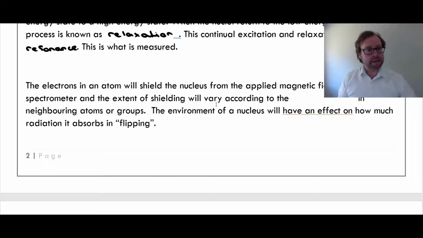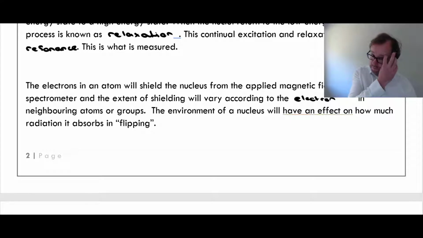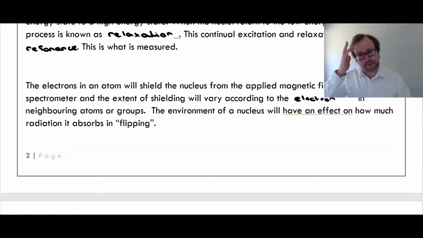So we'll carry on. The electrons in an atom will shield the nucleus from the applied magnetic field in the spectrometer, and the extent of shielding will vary according to the electron density in neighbouring atoms or groups. The environment of a nucleus will have an effect on how much radiation it absorbs in flipping.